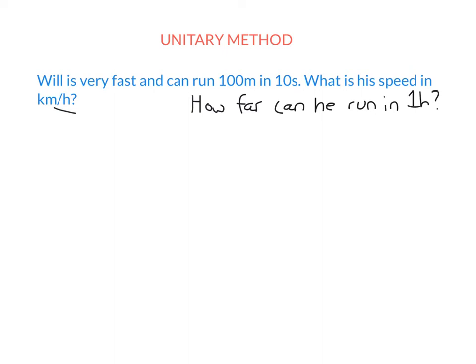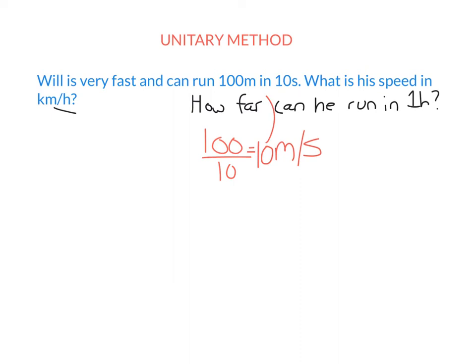So 100 meters in 10 seconds. If I want to convert this to meters per second, I just go 100 meters divided by 10 seconds, and of course that's 10. 100 meters in 10 seconds is 10 meters per second. And that's the same as saying he can go 10 meters in 1 second. So if he can go 10 meters in 1 second, how fast could he go in 1 hour?